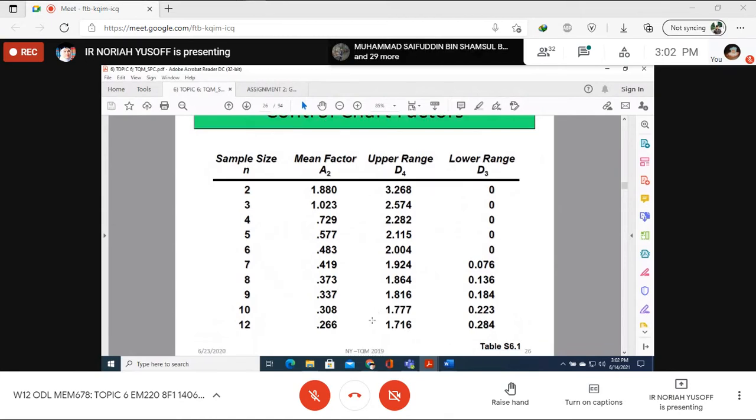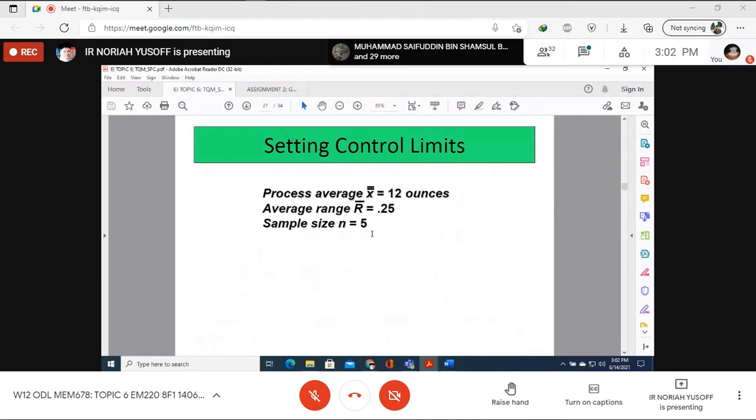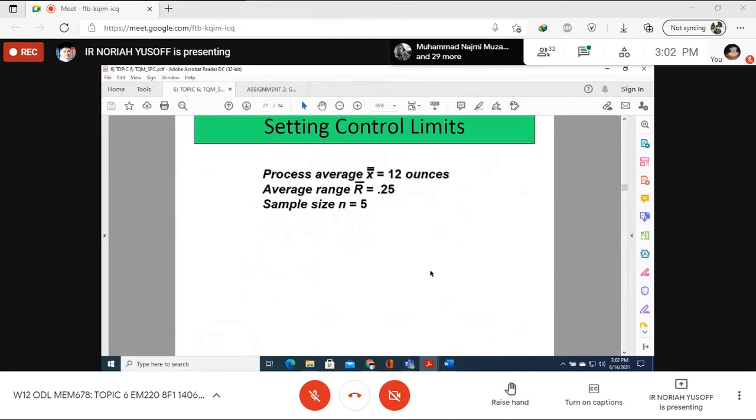So for R bar, look at this example. In this case, the example gives a sample size of 5. So the R bar value is given as 0.25 and X bar is 12 ounces. So if the sample size is 5, we look in that formula.